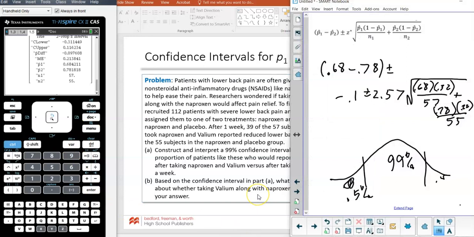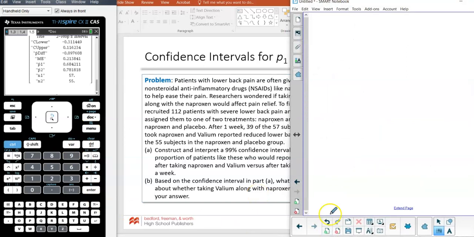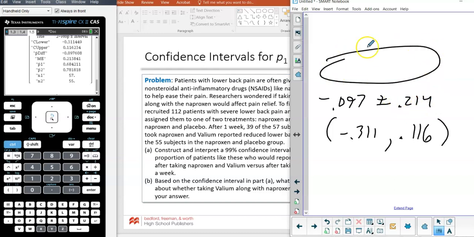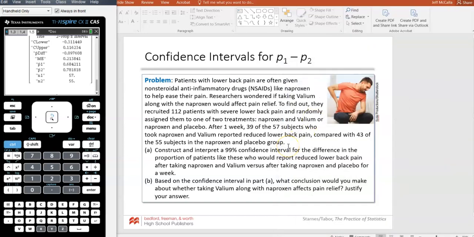So for your next step, over here, you can write the ending from the calculator. So negative 0.311. And that way, if you don't have any rounding errors there, I like putting the P hat difference, or negative 0.097. I think at negative 0.1, I'd round it a little bit, plus or minus 0.213 or 214. And then show that work that you had for the first step already. You already did that. So we have our work shown there.